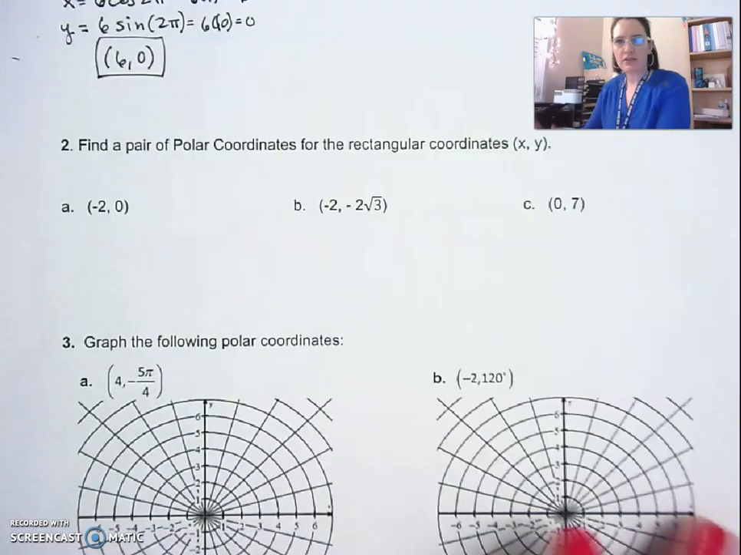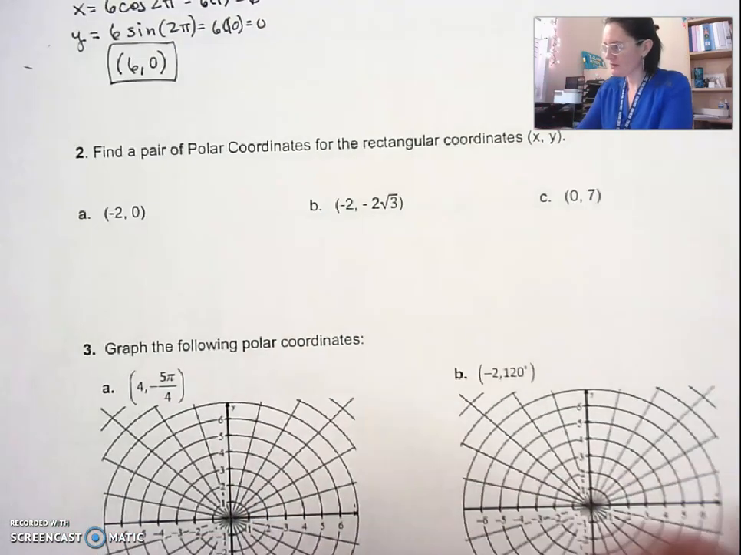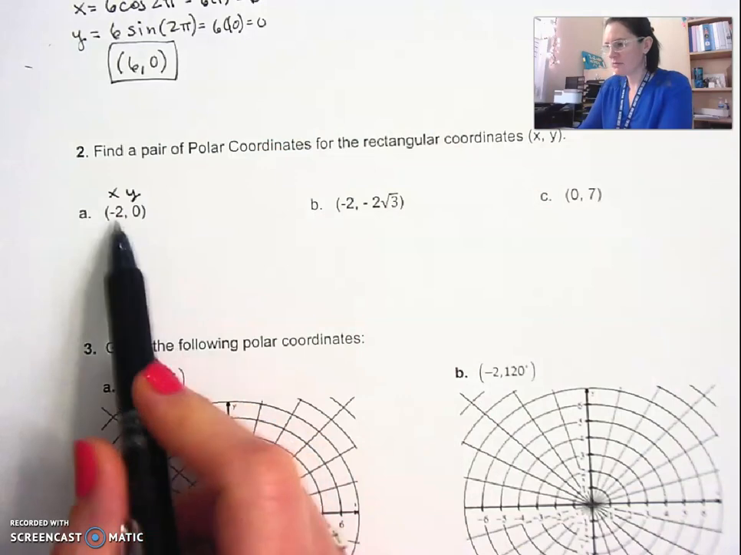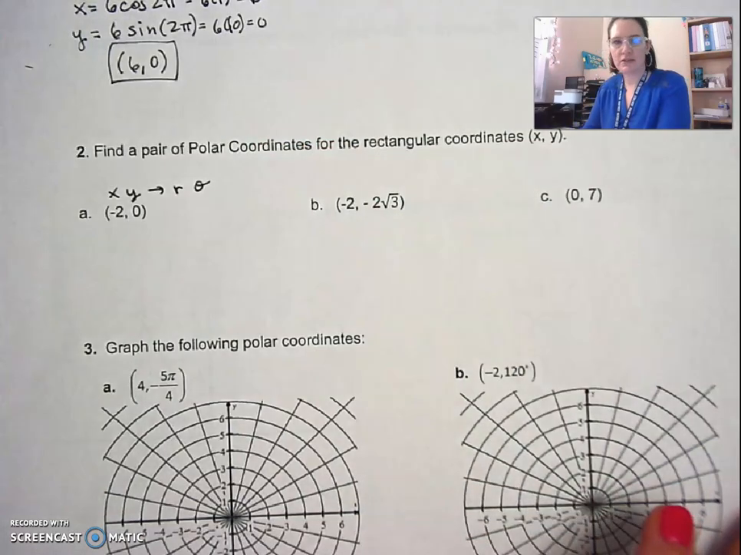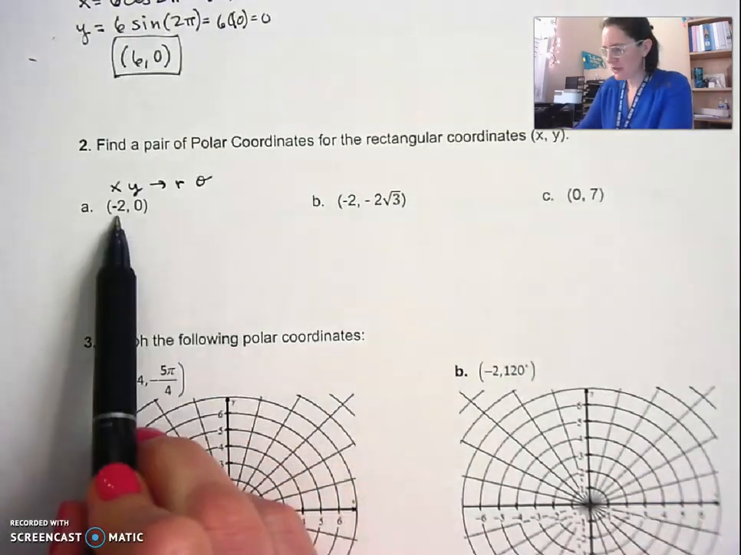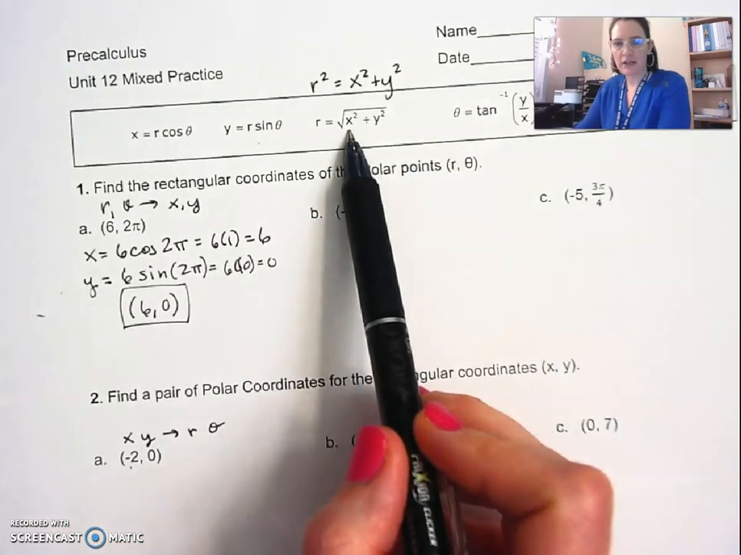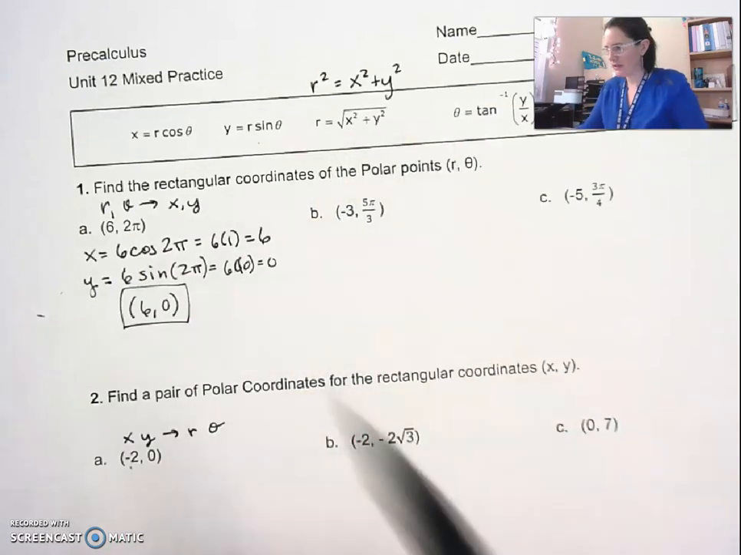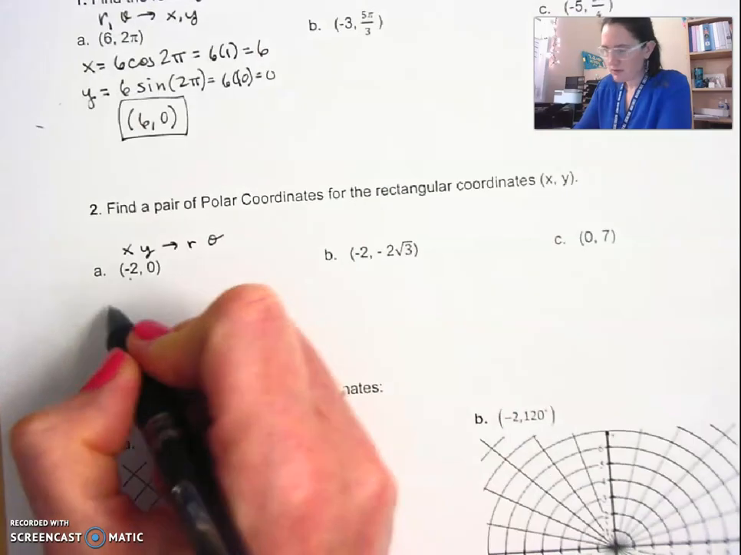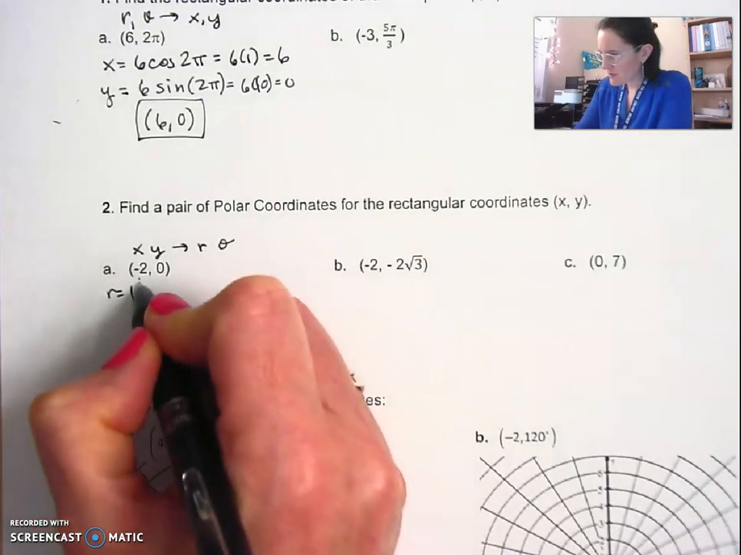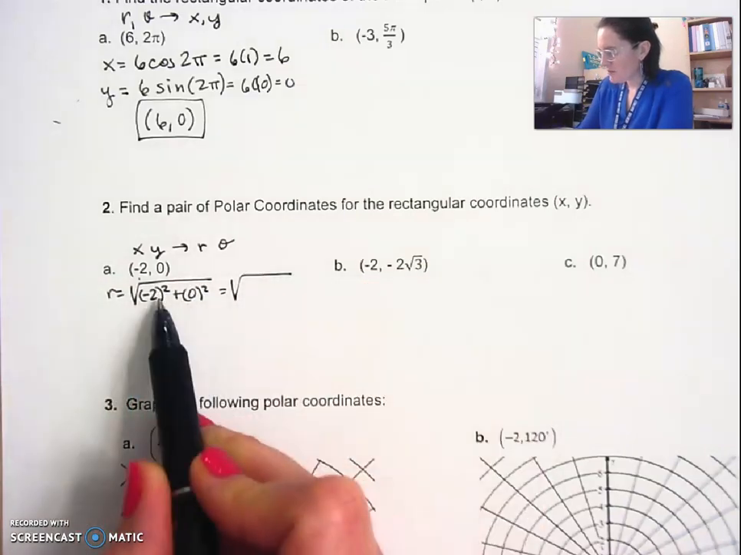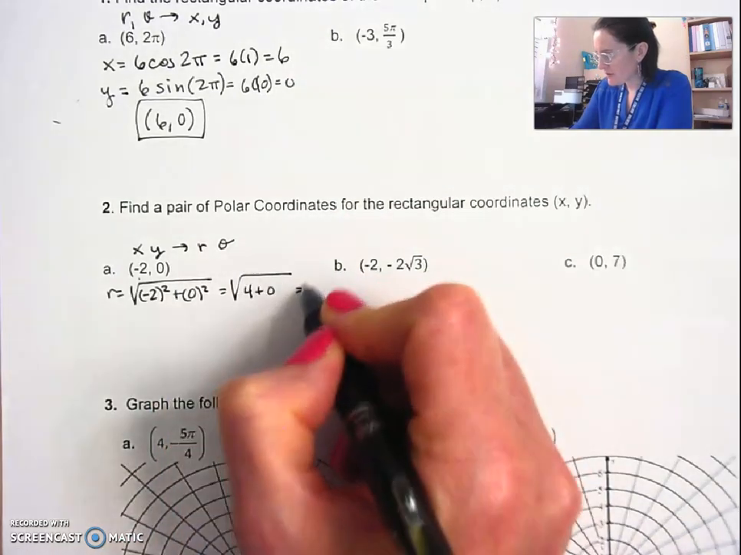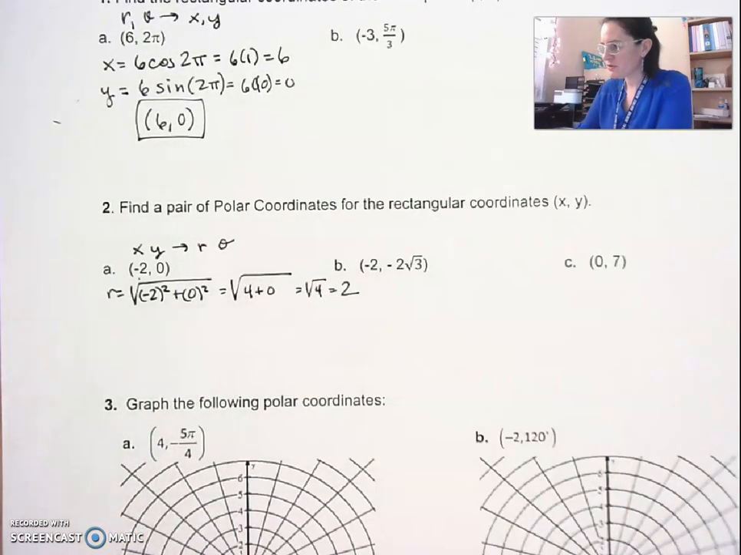So the next section is the opposite direction. You're starting in rectangular (x, y) form, and you're converting it to r's and thetas, into polar form. So you're given x, you're given y. To find r, we're going to use this formula, just plugging in our x coordinate, squaring it, plugging in the y coordinate, and squaring it. So r equals the square root of -2 squared plus 0 squared. That's 4 plus 0, which is the square root of 4, which is 2. So r is 2.